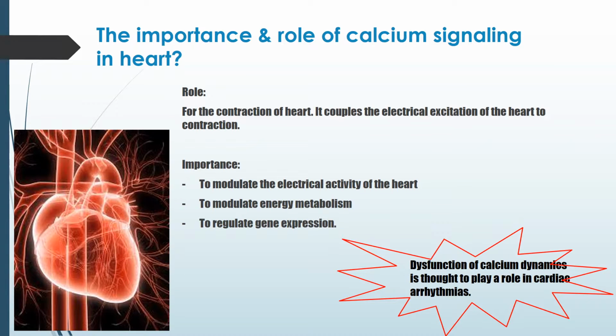Alright, so we'll move on to the importance and role of calcium signaling in our heart. The role of calcium is that it is used for the contractions of our heart. It couples the electrical excitation of the heart to contraction. The importance of this calcium signaling is because it modulates the electrical activity of the heart. It also modulates energy metabolism and regulates gene expression. The dysfunction of calcium dynamics is thought to play a role in cardiac arrhythmias.